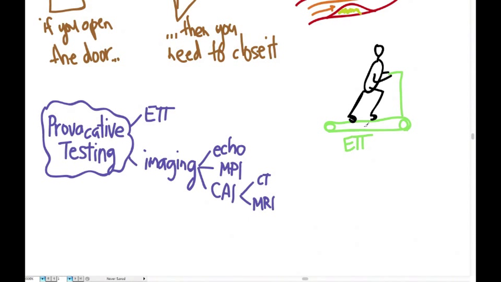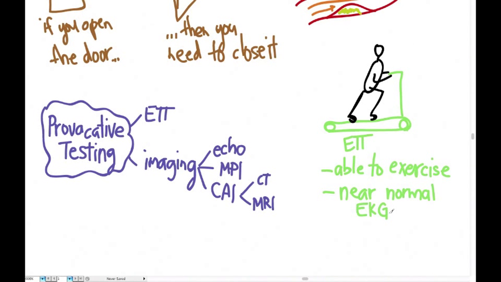So what's an exercise treadmill test? Obviously, as the name suggests, you exercise on a treadmill, and then we watch your heart using usually EKG monitoring to look for any signs of ischemia. So to be able to get this, you obviously have to be able to exercise, have a near normal EKG with changes that wouldn't mask any signs of ischemia, and obviously not have any arrhythmias and be hemodynamically stable. And you don't want anyone who's having an MI to do this because you'd be making it worse, so normal cardiac markers.